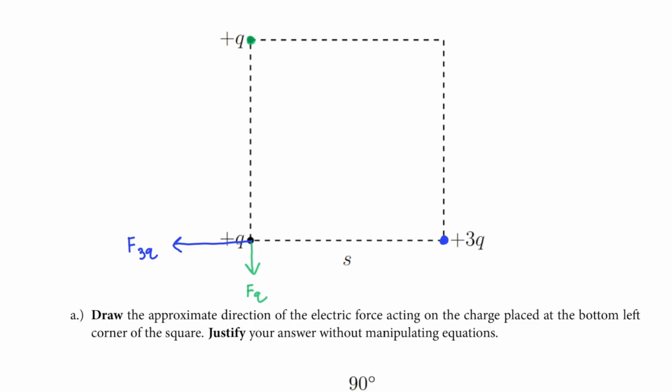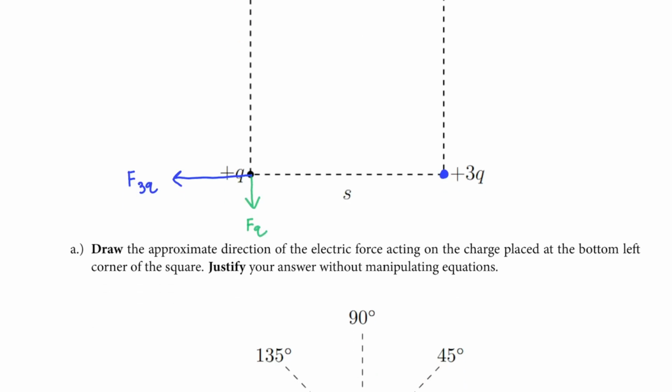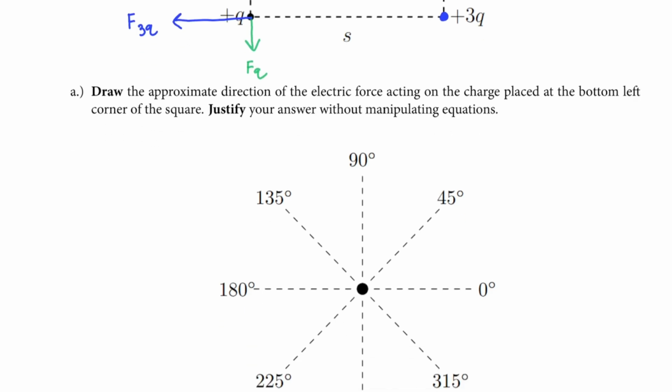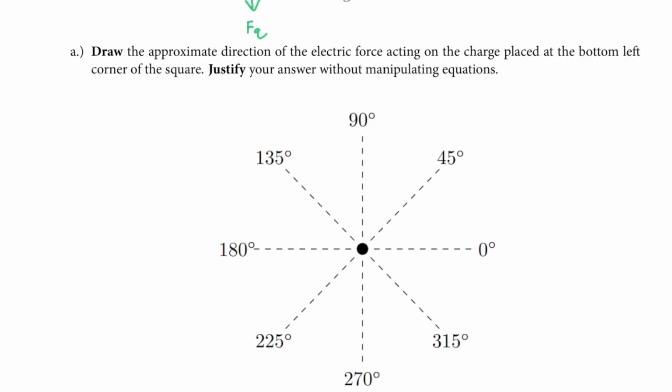So in our part A, we're actually going to draw the direction of the net force on a charge placed at the bottom left corner of the square. And it's not just down and to the left. We have to be more precise. We have to narrow it down to what component is longer. Is it more left or more down? And we can totally do that.